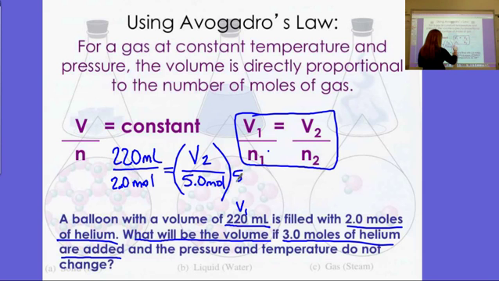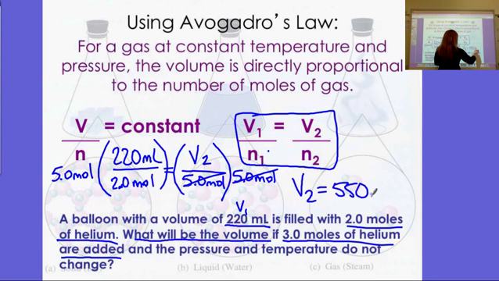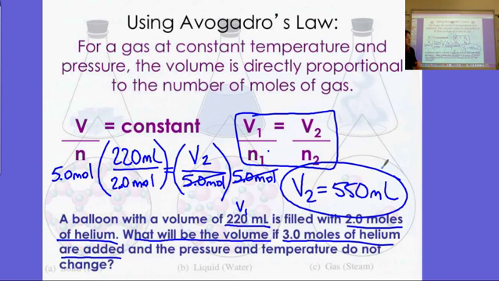Again, algebra, solving for V2. To get V2 by itself, I multiply both sides by 5 moles. When you multiply both sides by 5 moles, V2 should be 550 milliliters final. My volume got bigger because I added more moles to it.